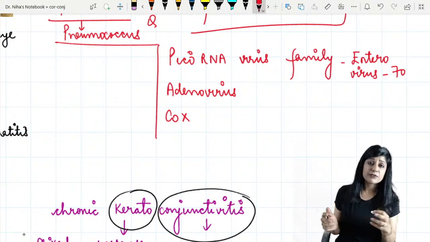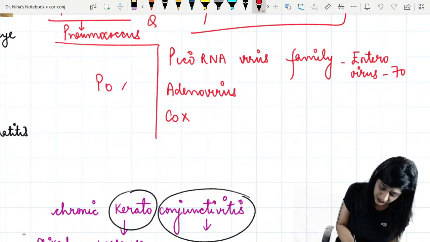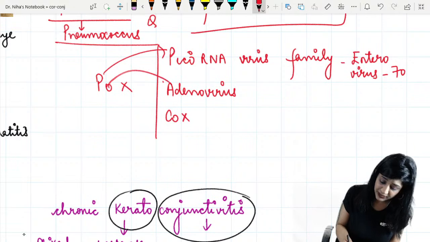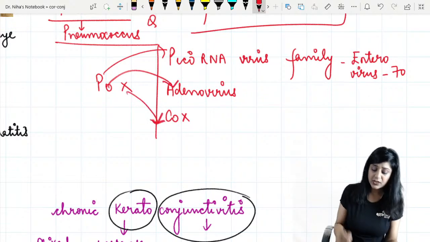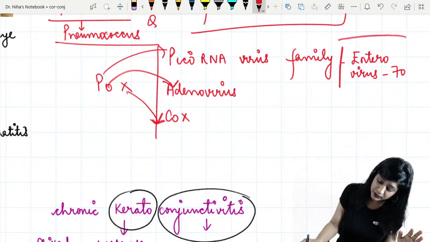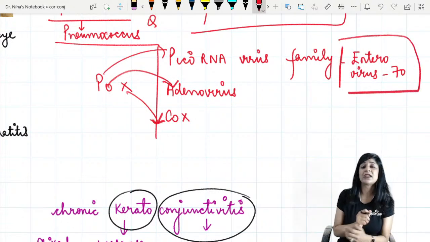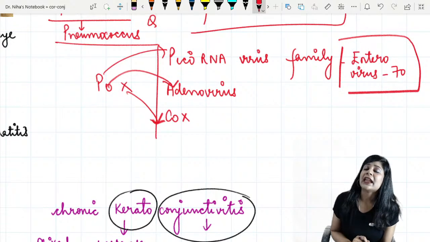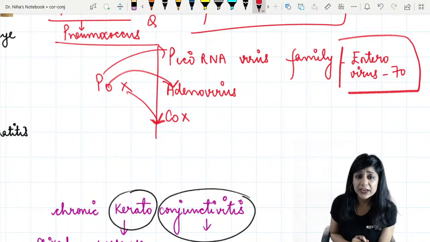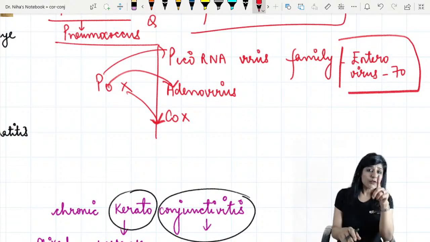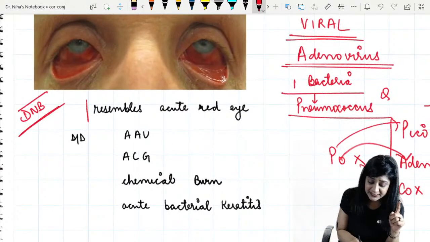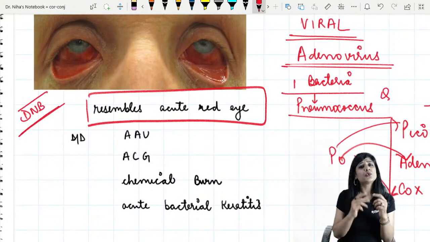Like if you remember, we have had the pox now. So P for picornavirus, then A for adenovirus, and then X is the Coxsackie virus. So you can remember it like this. And the most important member of your picornavirus family is enterovirus type 70. Now one more thing which is important here. It resembles the acute red eye. What is acute red eye, guys?